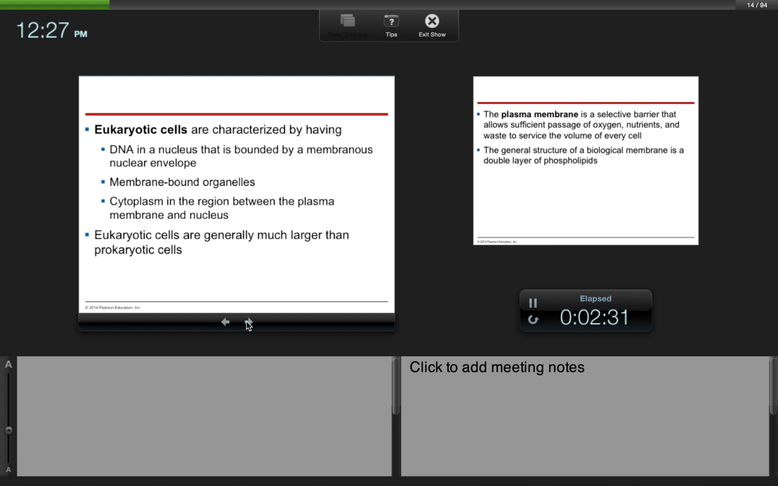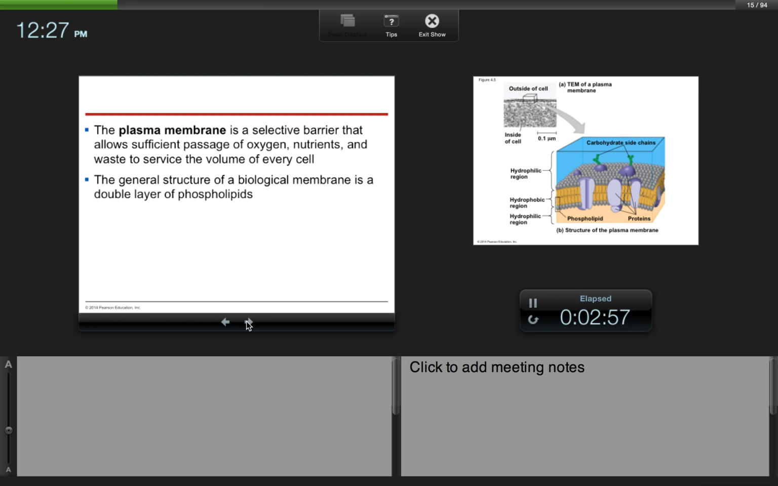Eukaryotic cells are characterized by having DNA in a nucleus that is bounded by a membranous nuclear envelope, and membrane-bound organelles, many of the ones that I just mentioned, your mitochondria, Golgi, ER, lysosomes, chloroplasts. They also have cytoplasm in the region between the plasma membrane and the nucleus. Eukaryotic cells are generally much larger than prokaryotic cells.